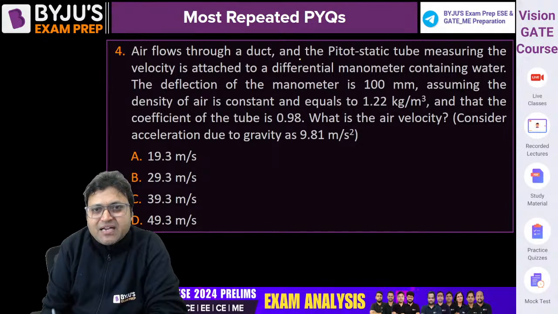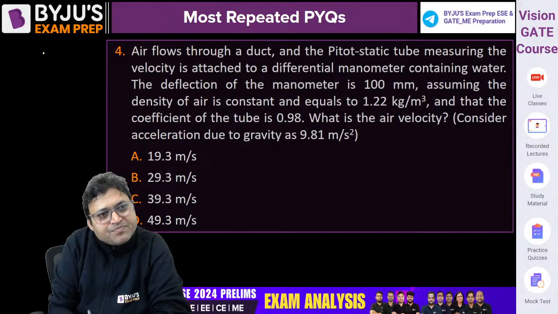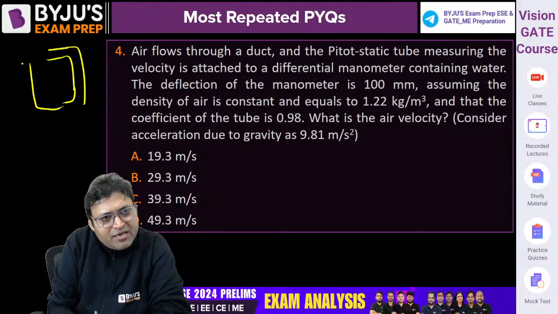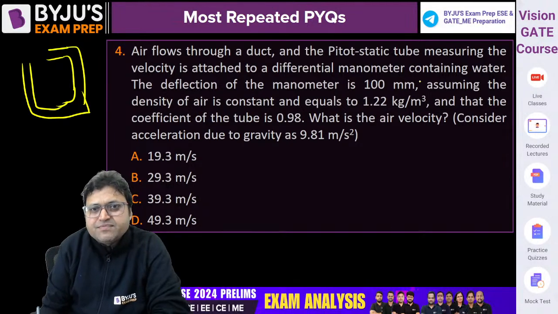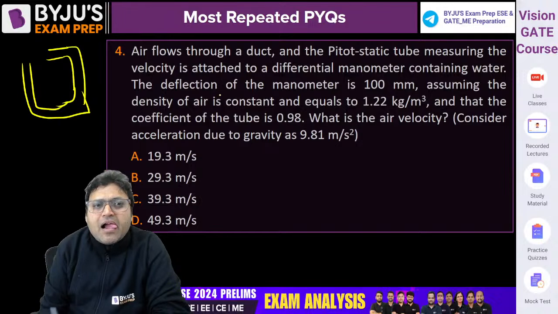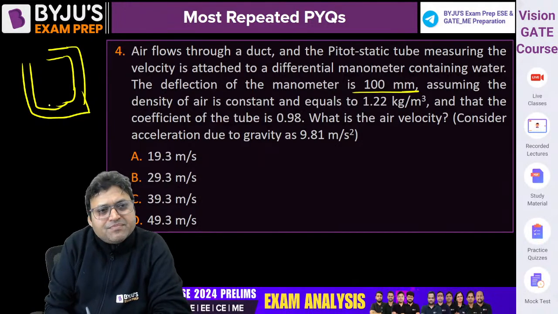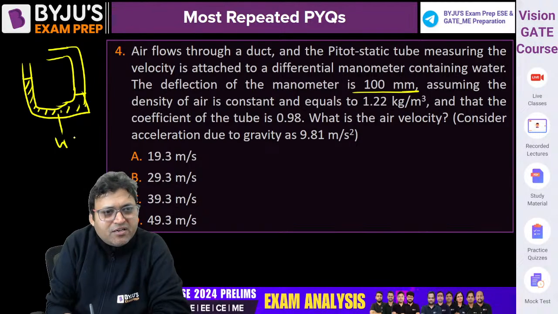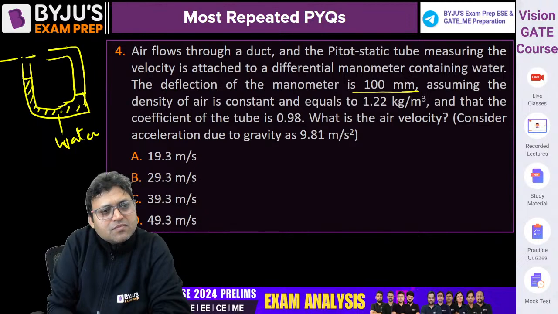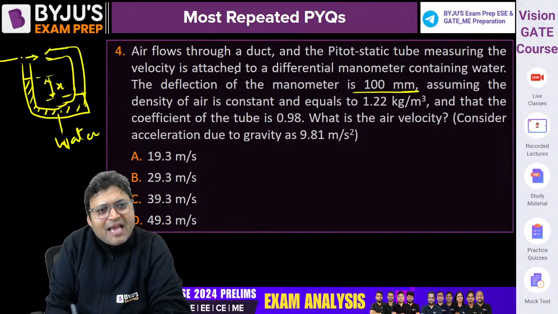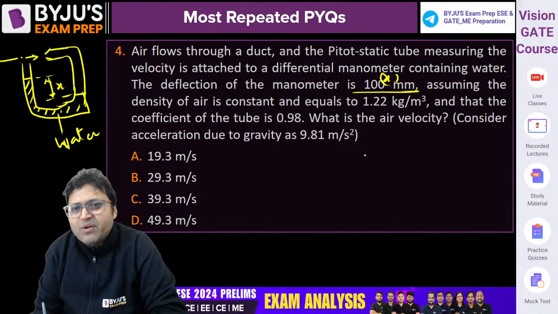Air flows through a duct and the pitot static tube measuring the velocity is attached to a differential manometer containing water. The pitot tube, like this, is connected to the differential manometer which is containing water. The deflection of the manometer is 100 mm, like this. This will be the deflection of the manometric fluid, that is water. So the manometric fluid deflection x is equal to 100 mm.